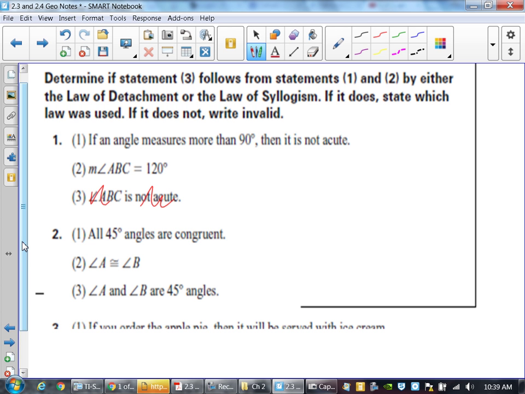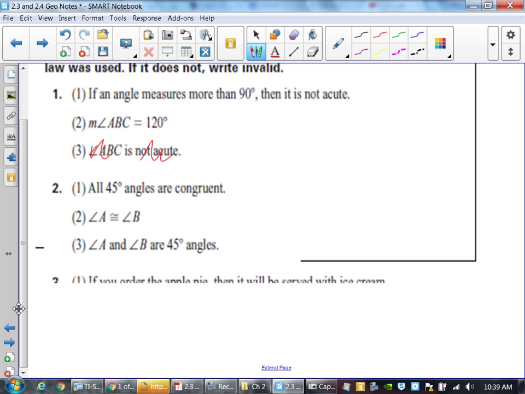Okay, look at it again. All 45-degree angles are congruent. Angle A is congruent to angle B. Angle A and B are 45-degree angles. Is that true or false? It's false, because does this say that angles A and B are 45 degrees? No. They could be 42 degrees. Okay? That's the idea here. It doesn't necessarily mean that it happens.